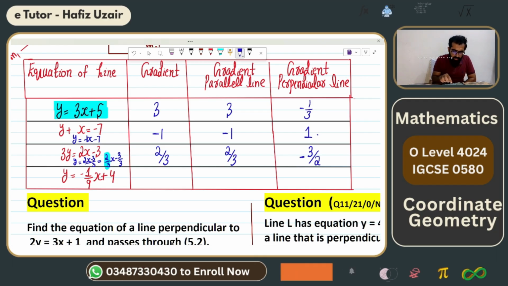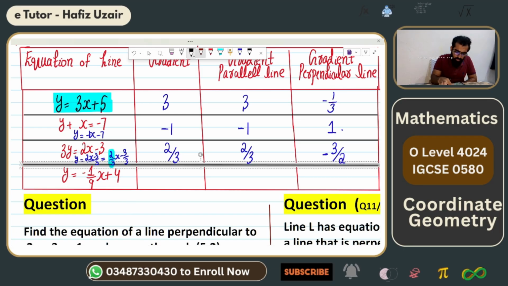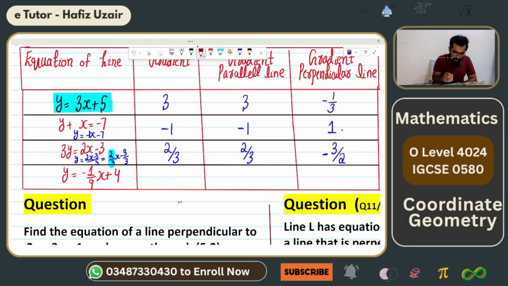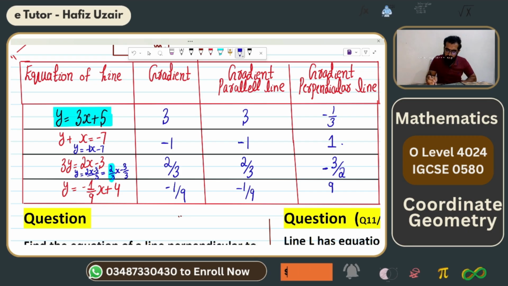Now let's discuss the last example over here. This y is already the subject, so what you simply need to do is compare it with y equals mx plus c, so the gradient will be minus 1 over 9. What is the gradient of a parallel line? Same gradient. And what is the gradient of a perpendicular line? Take the reciprocal, so that will be 9 upon 1, and it already has a negative sign, so minus minus will change into plus. So you can write 9 by 1 or simply 9.